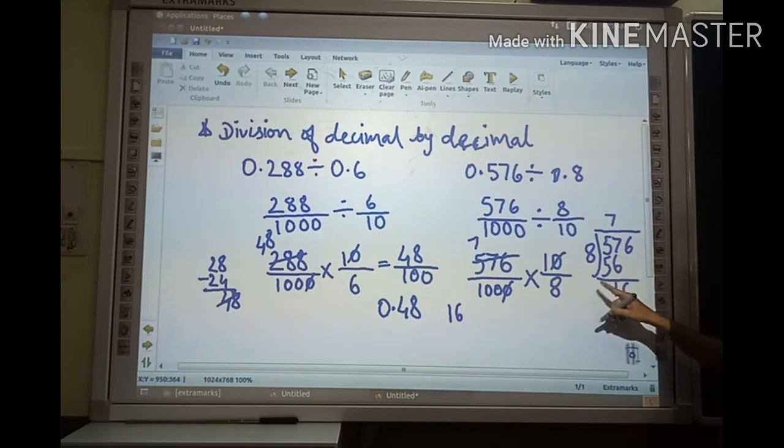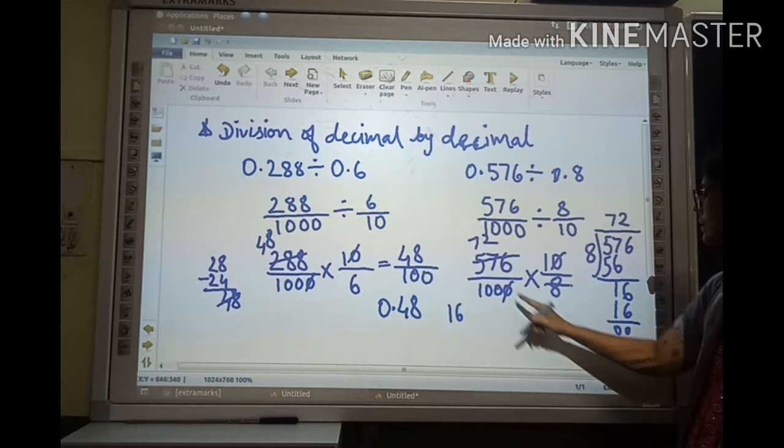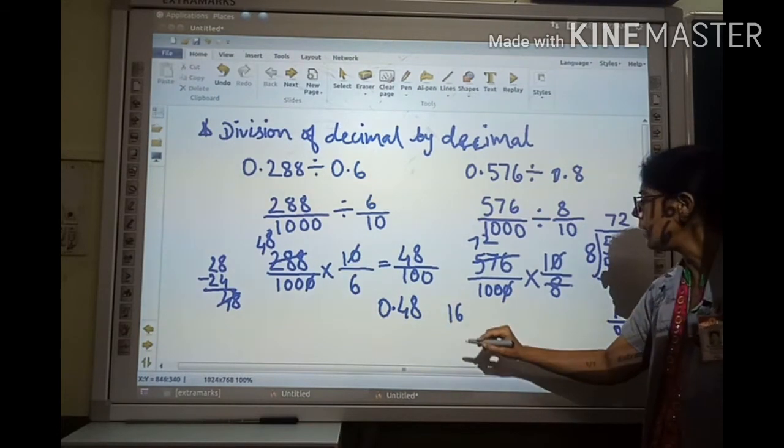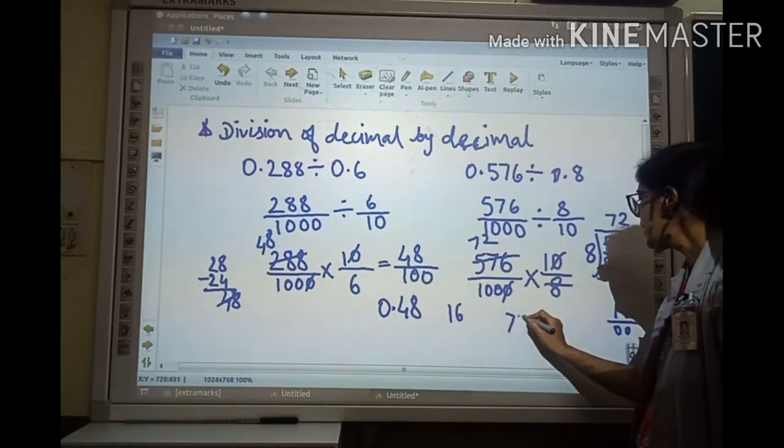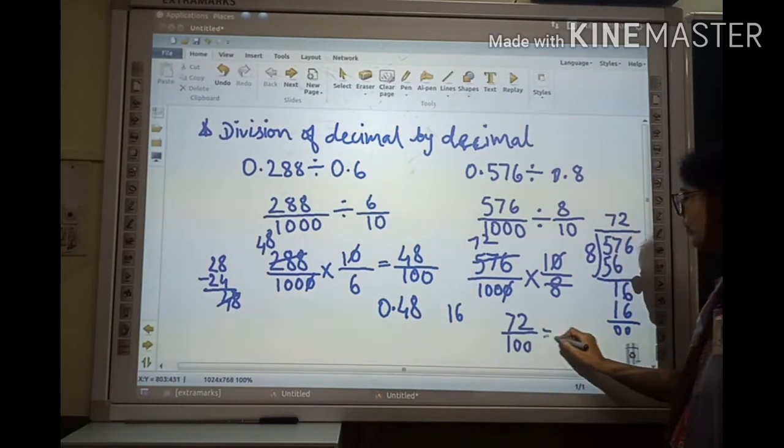If I take down here the number 16, so 8 2s are 16, right? So here I will get 2 by cutting this. So the remaining number is 72 upon 100. So what will be my answer?